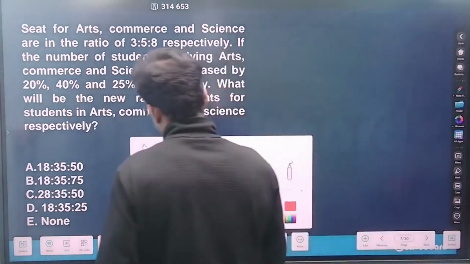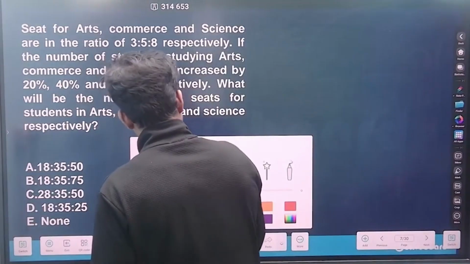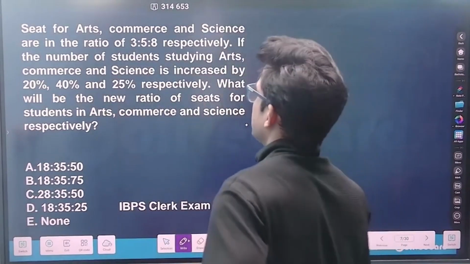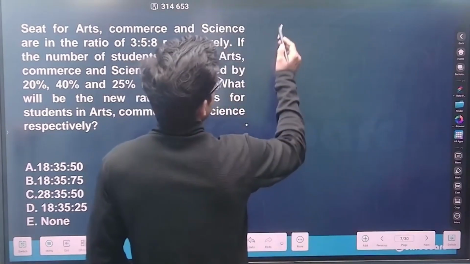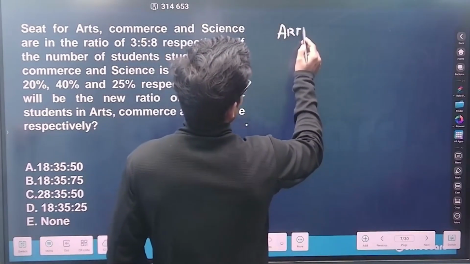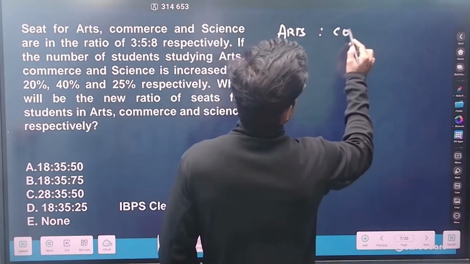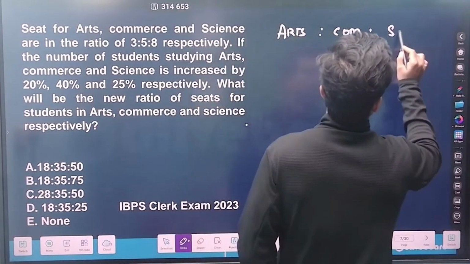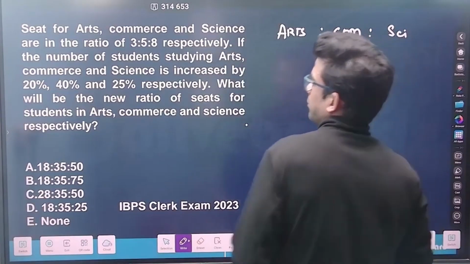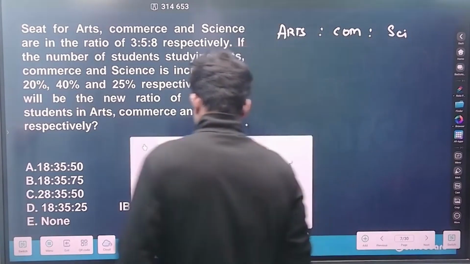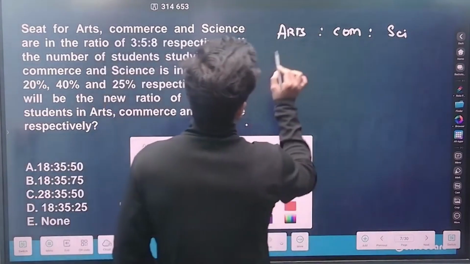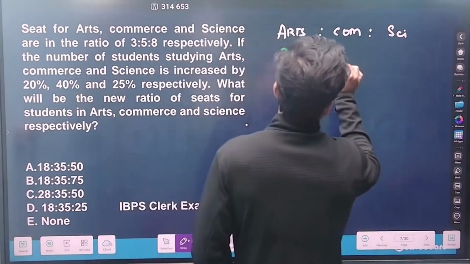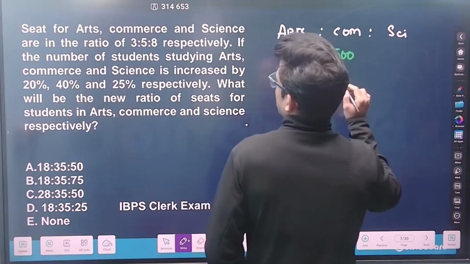See guys, seats of Arts, Commerce and Science. So we have arts, we have commerce, and we have science. They are in ratios, so they're talking about the ratio. The ratio is basically 300, 300, 500, and 800.